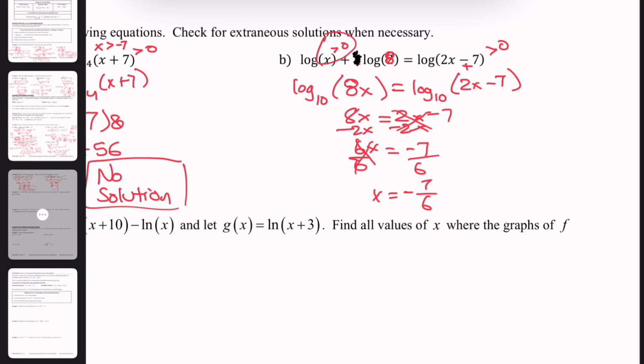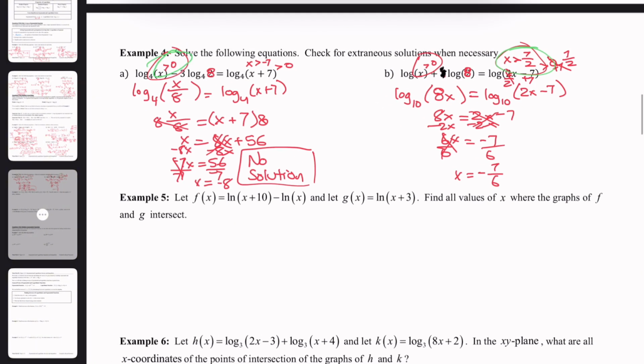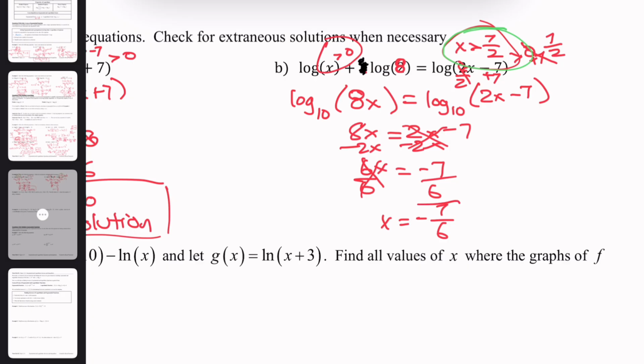So do this though. That's plus 7. We got 7 divided by 2. So x is greater than 7 over 2, which is like 3.5. So this is more restrictive right here, this one right here. I'm going to circle green for the more restrictive one. And yeah, this solution is not part of it then. So looks like this one is also no solution.